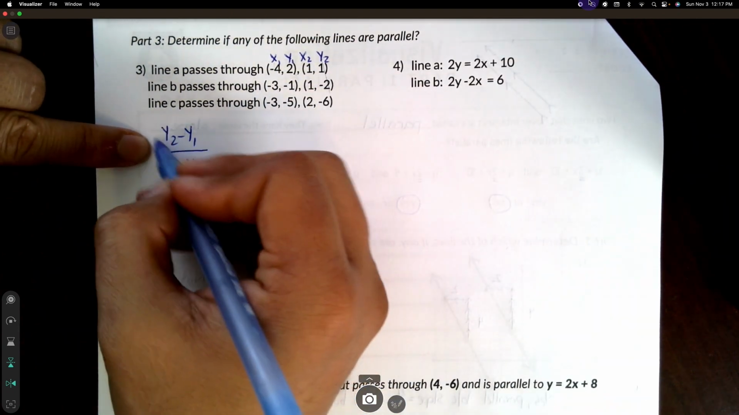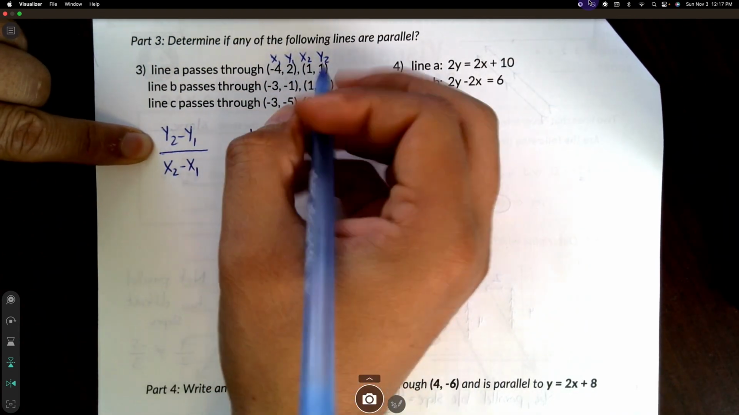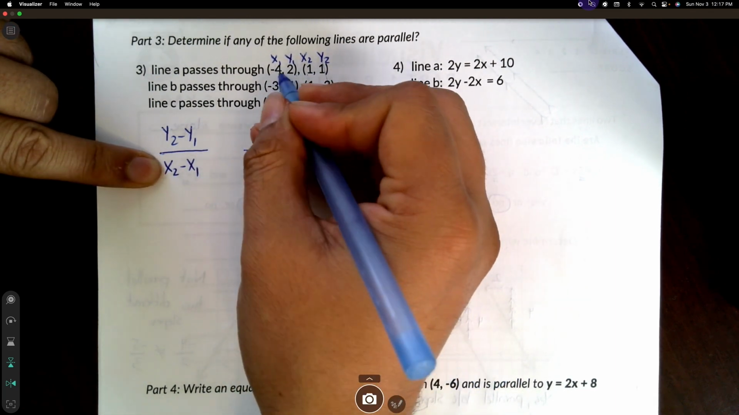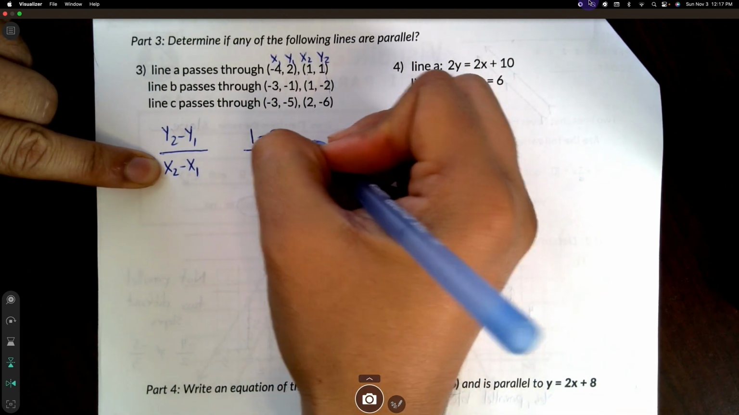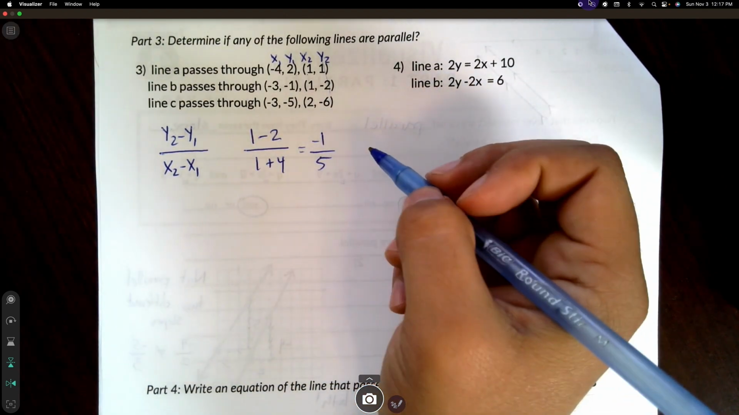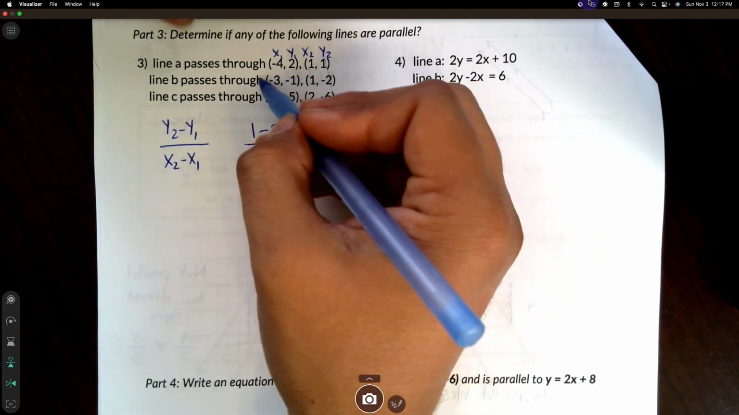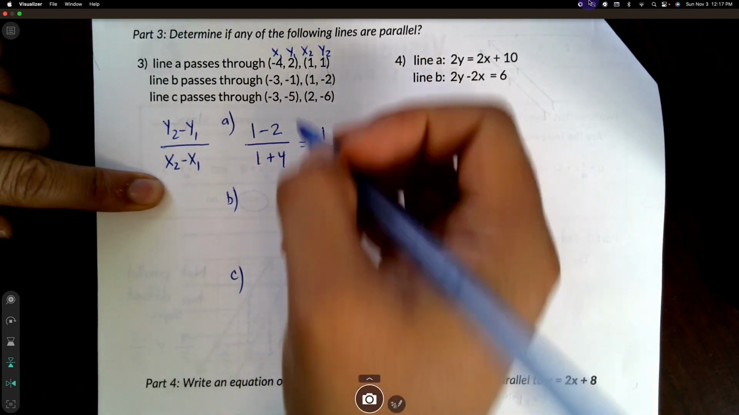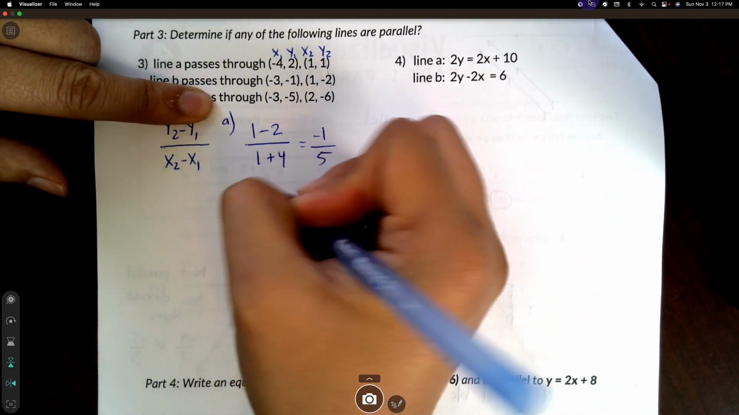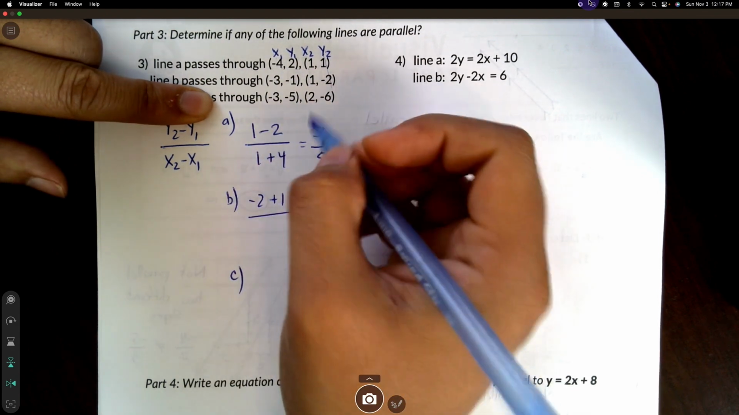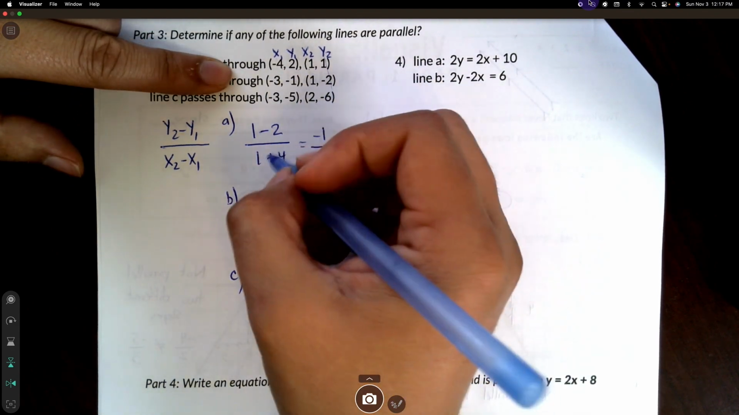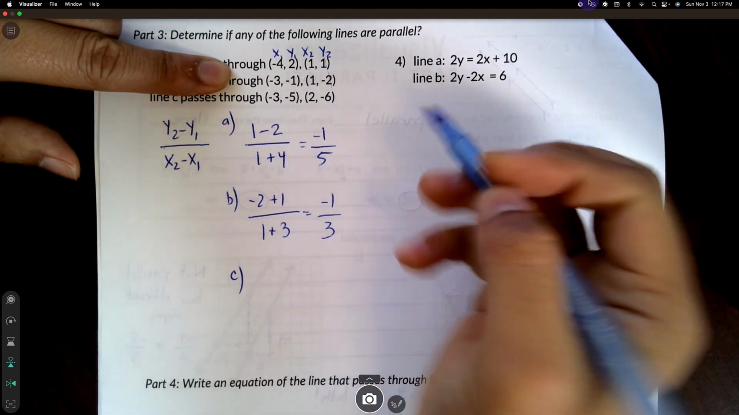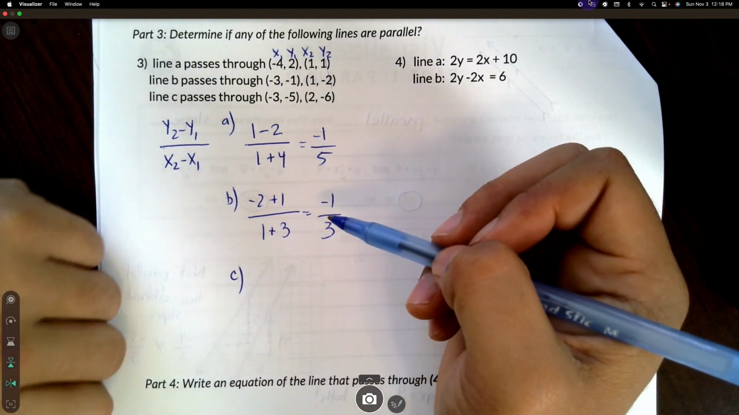So y2 is 1, so 1 minus 2 over 1 minus negative 4, so that's going to turn to a positive. So this is going to be negative 1 over 5, so that's a negative slope. Let's do the line B. So this is line A, B, C. So negative 2 minus a positive 1 over 1 minus negative 3. So that turns positive. So this is negative 1 over 3. So these don't have the same slope, so they're not parallel.